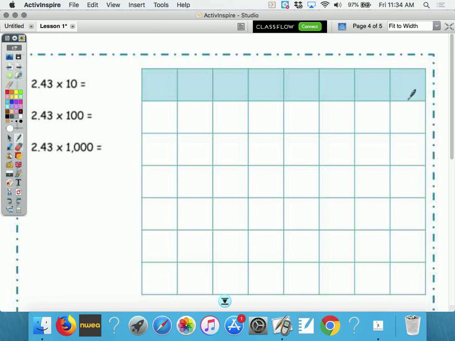So I'm going to go 1, 2, 3, start writing my decimals. Ones, tens, hundreds, thousands, 10,000s. Okay, so get it labeled.